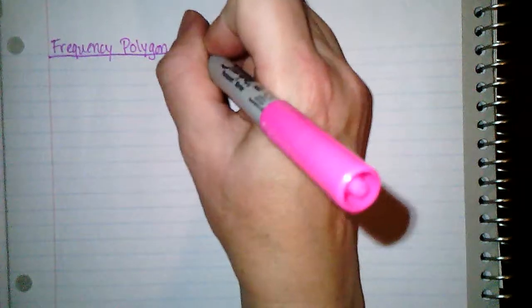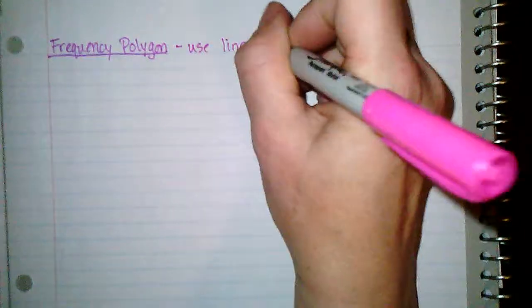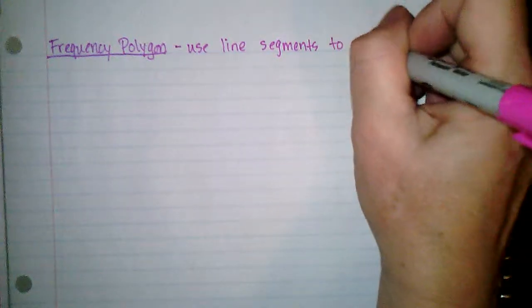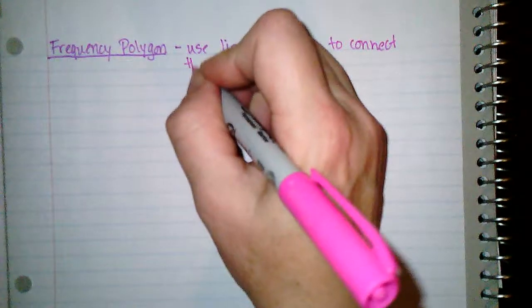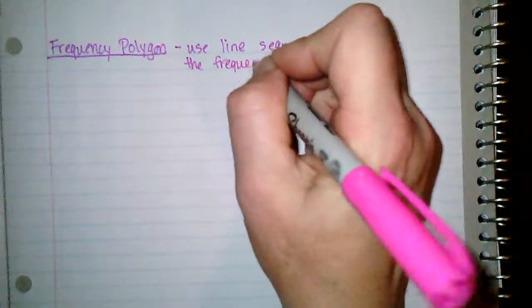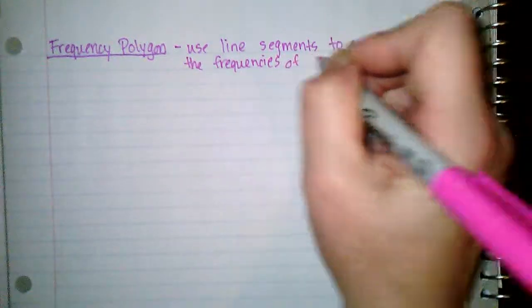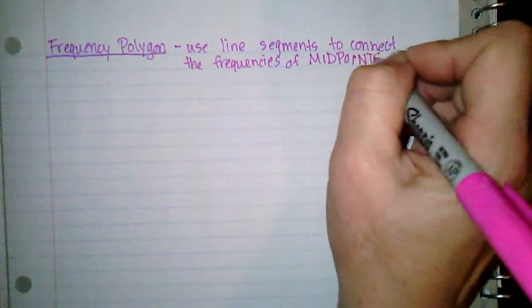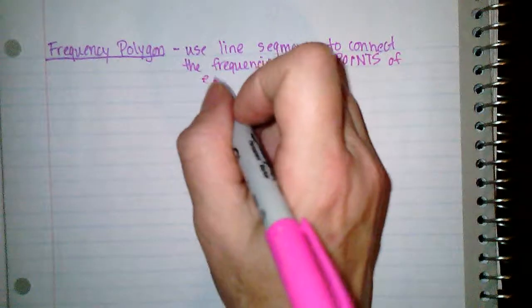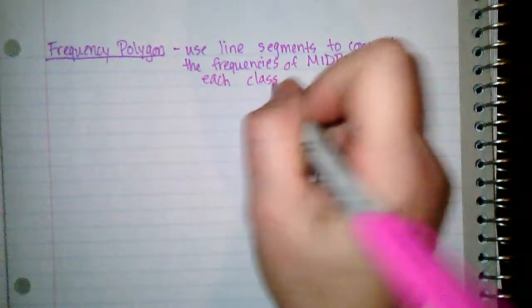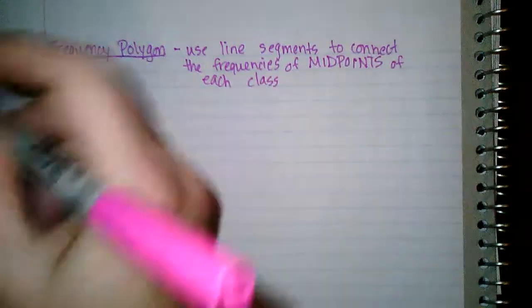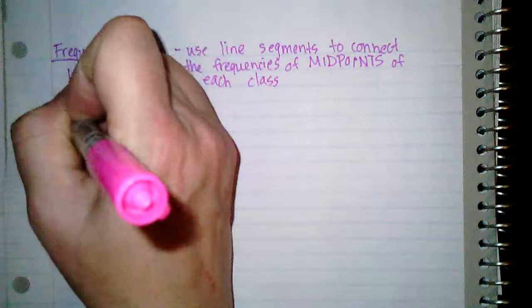Now, frequency polygons use line segments to connect the frequencies of midpoints of each class. You'll be able to tell a frequency polygon, because they have a specific look to them.